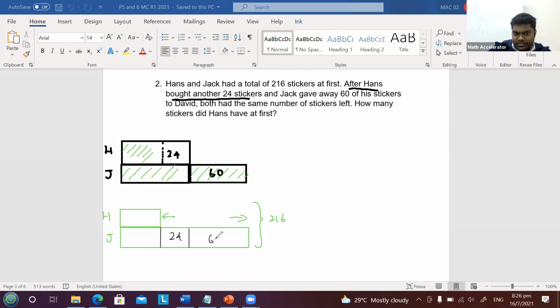And this part here is 60. Therefore, the difference between Han and Jack at first is 24 plus 60, which is 84. Okay? So most of you got 84, well done.